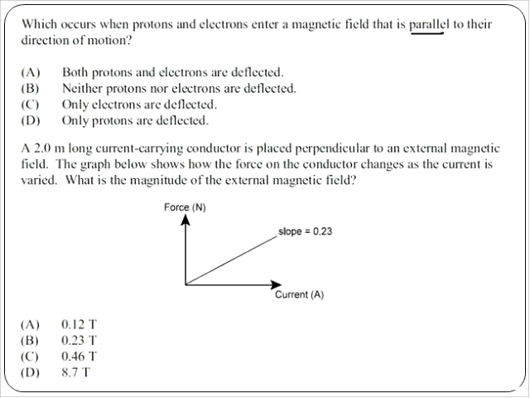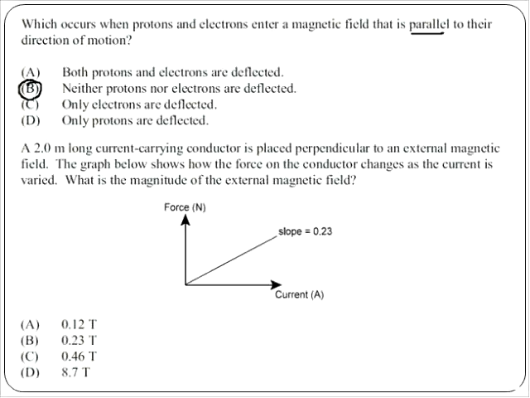Then as the angle starts getting less and less, the force gets less and less. When the angle gets down to 0, or in other words, when they are moving parallel to the field, that means there is no force. So if there is no force, nothing is deflected. The answer is actually B.